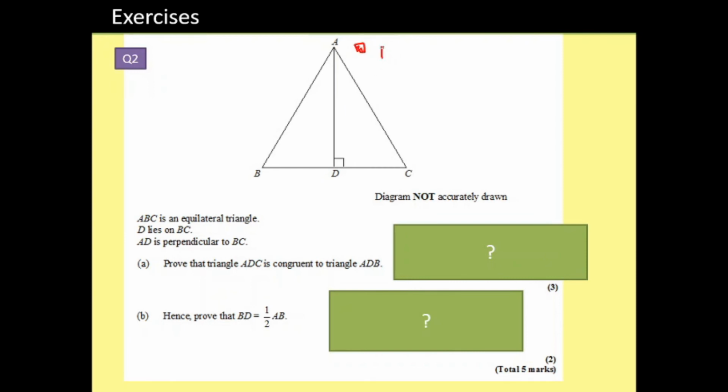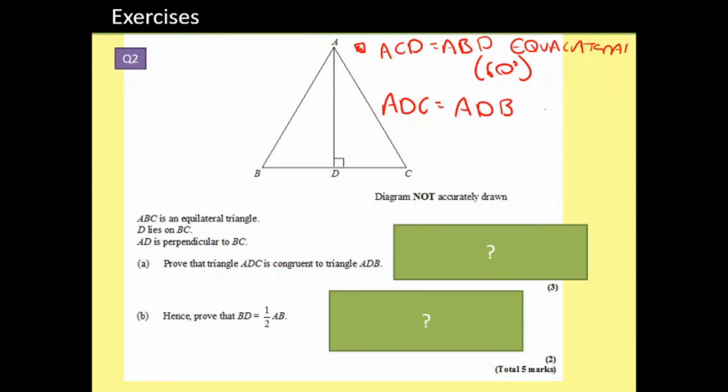Because it's equilateral, I actually know that angle ACD must equal angle ABD, and it's equilateral. Equal. And I'm actually going to put in brackets it's 60 degrees, because it must be 60 degrees. The other thing I can prove is ADC must be equal to ADB, and it's because AD is perpendicular. Just given in the question, you could say given. Which means that it's 90 degrees.